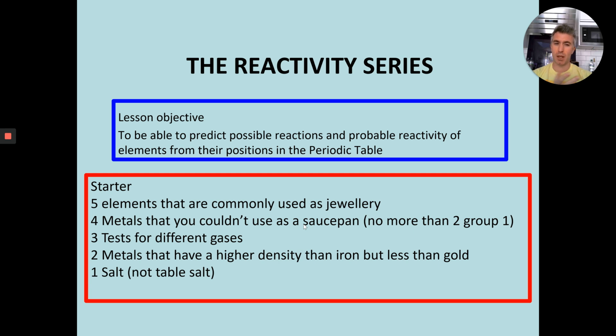The starter: 5 elements that are commonly used as jewellery. It's just not really linked to anything else other than what do you know for jewellery. 4 metals that you couldn't use as a saucepan. Interesting. No more than 2 from group 1. 3 tests for different gases. You know those. 2 metals that have a higher density than iron but less than gold. And 1 salt, not table salt. Okay? Pause. Let's do those. I'll give you the answers in just a moment.